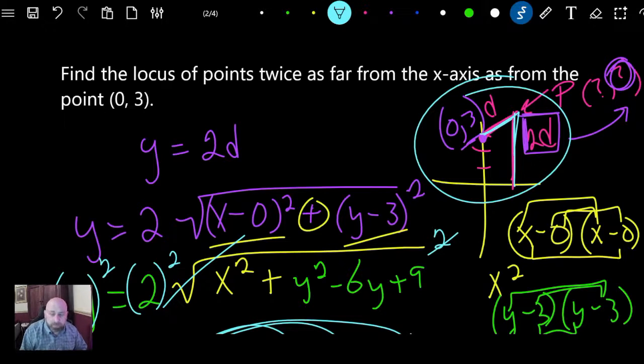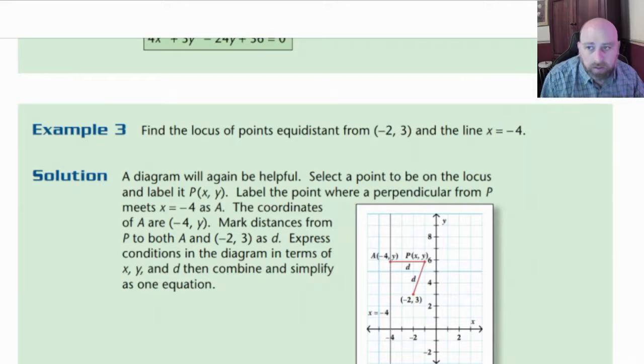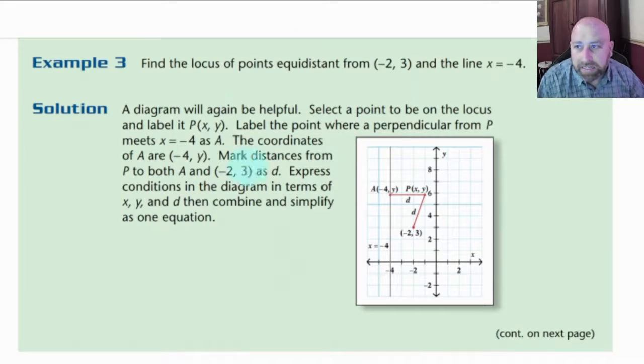Okay, let's go ahead and look over at the book, and we'll just take a glance at example number 3. Find the locus of points equidistant from (-2, 3) and the line x equals -4. Again, this is basically the same idea as using the distance formula. So again, we're just putting our points on there, and then we're talking about the line x equals -4. So there it is. That's the line x equals -4.